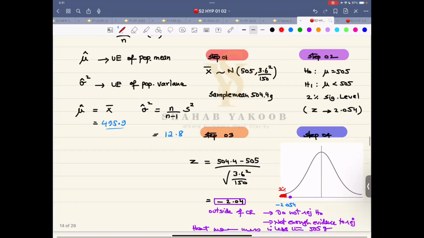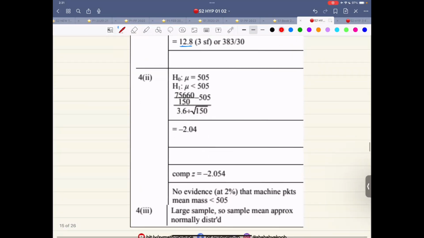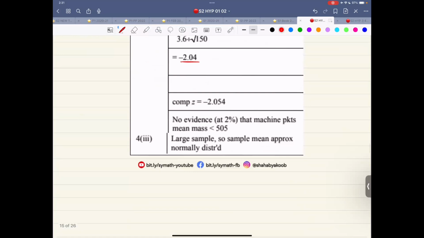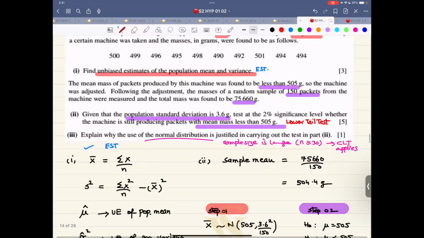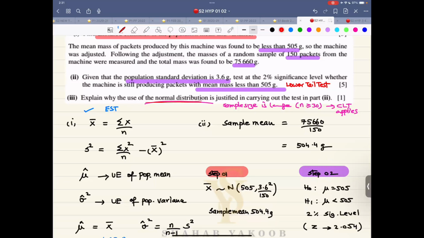This is from before. And this is 2.04. We compare it with this. This is the 98% Z value, because 98% is to the left, 2% is to the right. That is how we get the value. And then the normal distribution curve, we have the negative 2.054 because it's a lower tail test. No evidence at the 2% significance level that the machine packets mean mass is lesser than 505. And now the last part. It says, explain why the use of normal distribution is justified in carrying out the test.